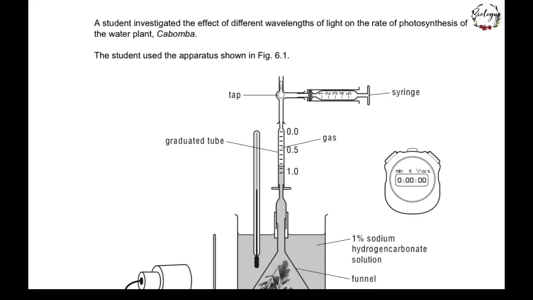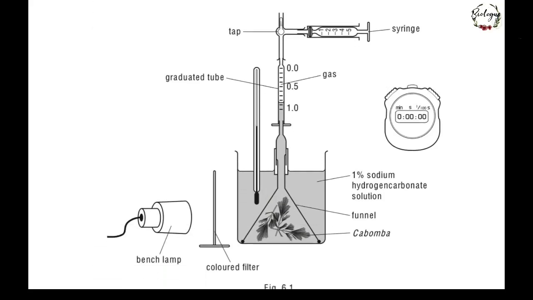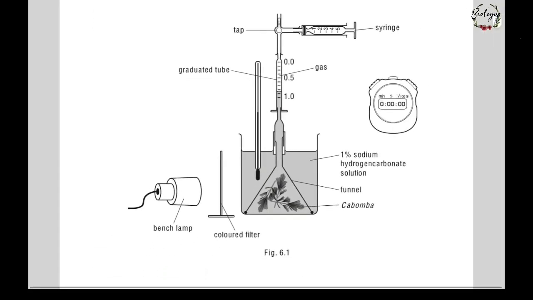Alright. A student investigated the effect of different wavelengths of light on the rate of photosynthesis of the water plant Cabomba. The student used the apparatus shown in the figure. This is the figure. Now we have 1% sodium hydrogen carbonate solution, which releases carbon dioxide.